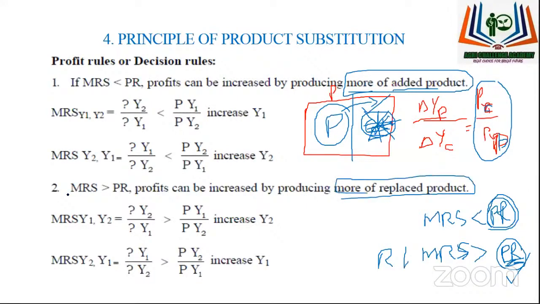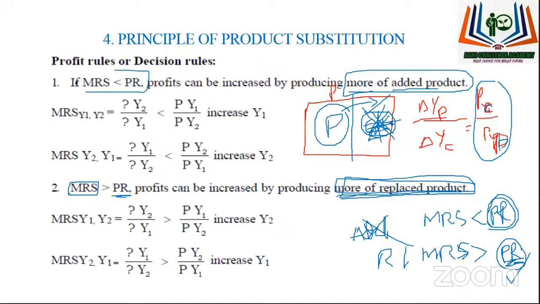When this deviation is there, substitution is more than the price ratio, and returns are less. So I cannot add, I avoid the additional addition. I am removing the additional product, I am avoiding the cotton addition. So here more replaced product gives the highest profits, the highest optimal combination point. This is the deviation point.